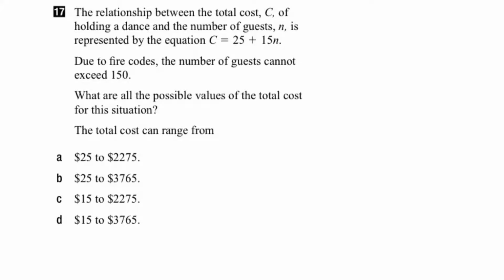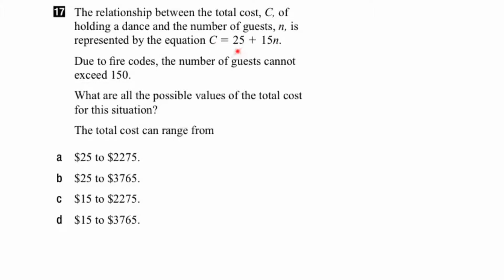In this question, we're given an equation that represents the total cost for holding a dance with n number of guests. We're also told that the total number of guests cannot exceed 150, and we have to figure out all the possible values for the total cost of this situation.